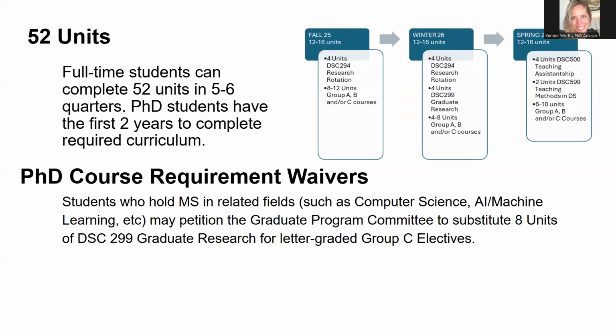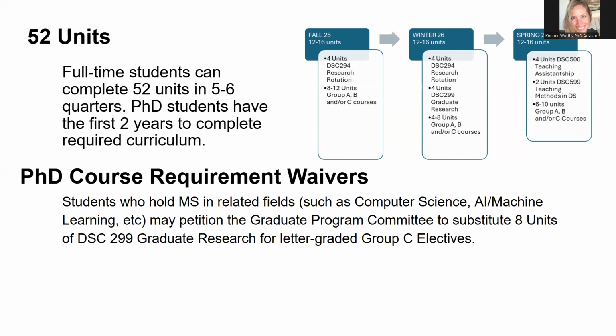And 52 units for full-time students can complete 52 units in 5 to 6 quarters. And that's that timeline that I showed you earlier on, that between 1 and 6 quarter, you can complete all of these courses, all of the rotations, the research, that is taken into account here. If you look at fall 25, winter 26, and spring 26, these are kind of our projected of what we recommend you completing so that way you can finish the program or the coursework in a timely manner.